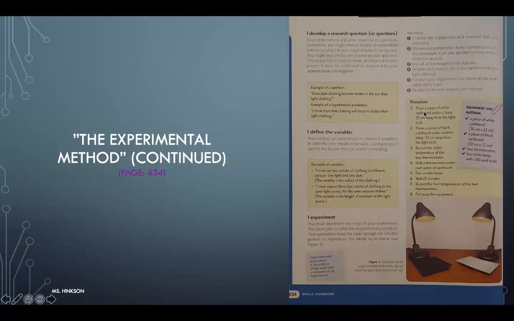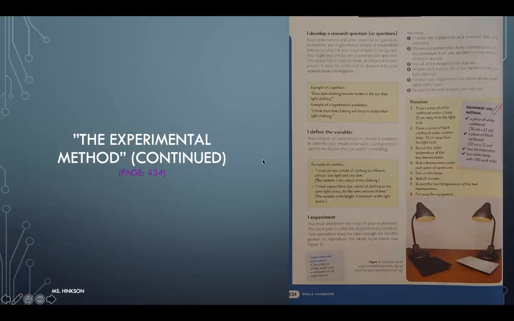Step 1, place a piece of white cardboard under a lamp 30 centimeters away from the light bulb. Step 2, place a piece of black cardboard under another lamp 30 centimeters away from the light bulb. Step 3, record the initial temperature of the 2 thermometers. Step 4, slide a thermometer under each piece of cardboard. Step 5, turn on the lamps. Step 6, wait 20 minutes. Step 7, record the final temperature of the 2 thermometers. Step 8, put away the equipment. So it's always important too that you clean up your workstation wherever you're doing your lab experiment. So lab safety is important, and lab cleanliness, making sure that everything's clean.